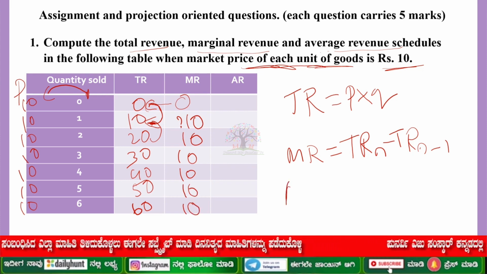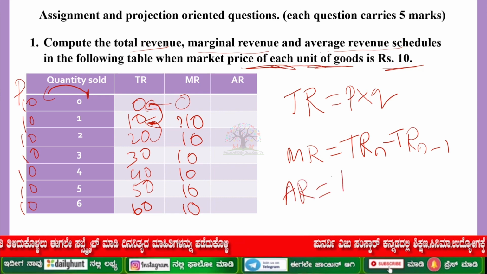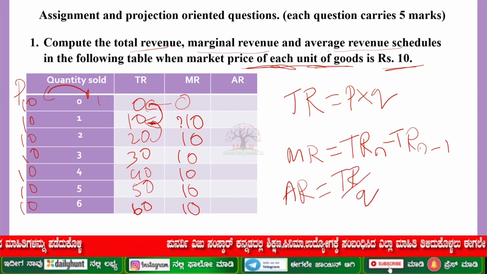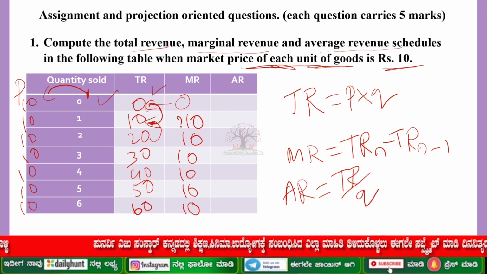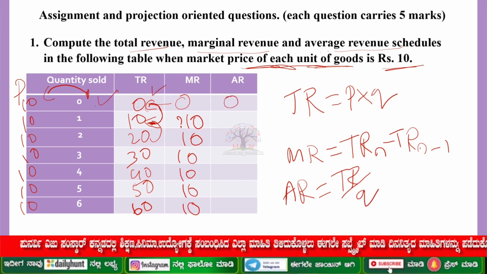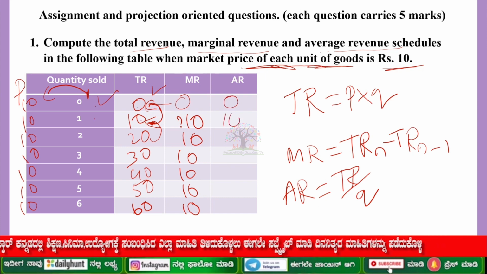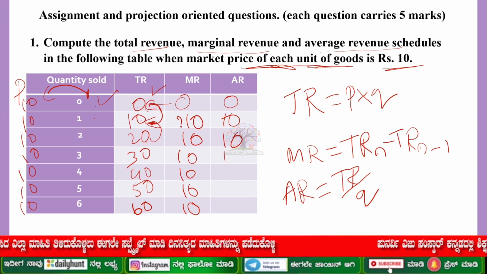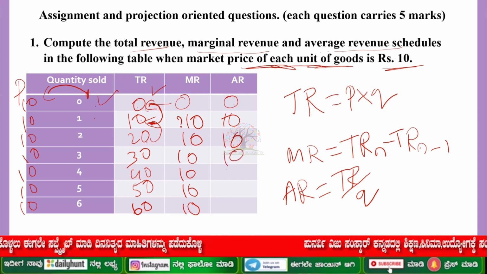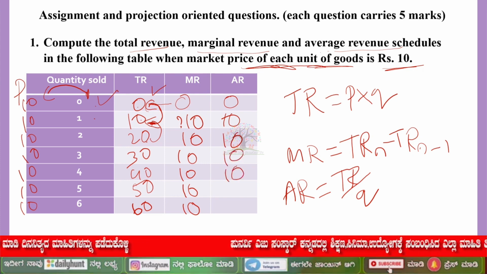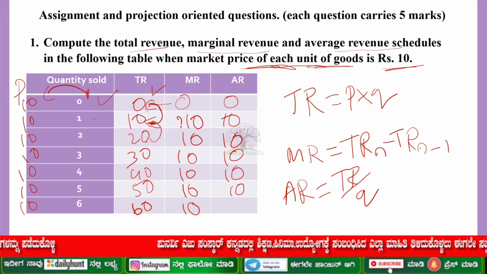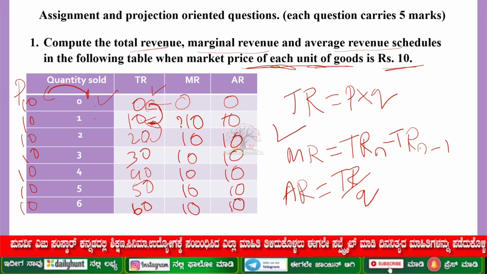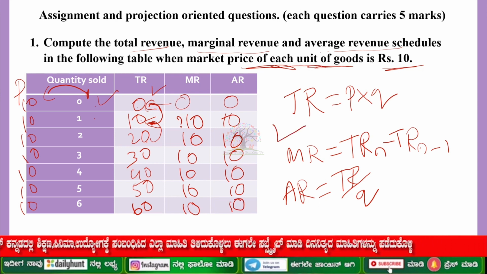In a similar manner, you can find out AR. How will we find it? TR divided by quantity. So here we have quantity, here we have TR. 0 divided by 0, 0. 10 divided by 1, 10. 20 divided by 2, 10. 30 divided by 3, 10. 40 divided by 4, 10. 50 divided by 5 is also 10. 60 divided by 6 is also 10. So this is how we are going to calculate this one.